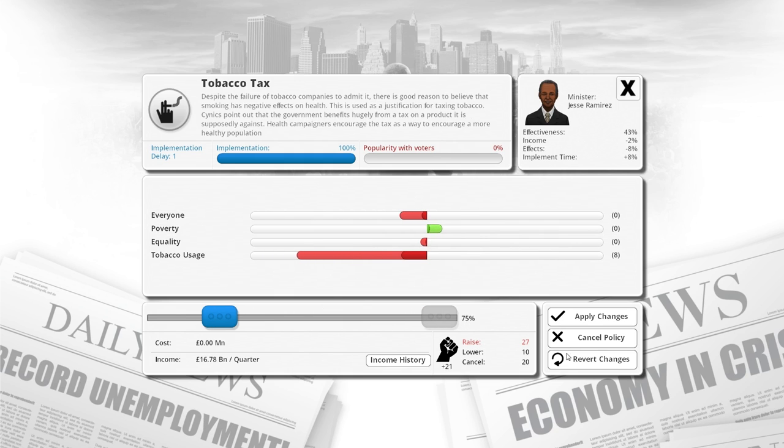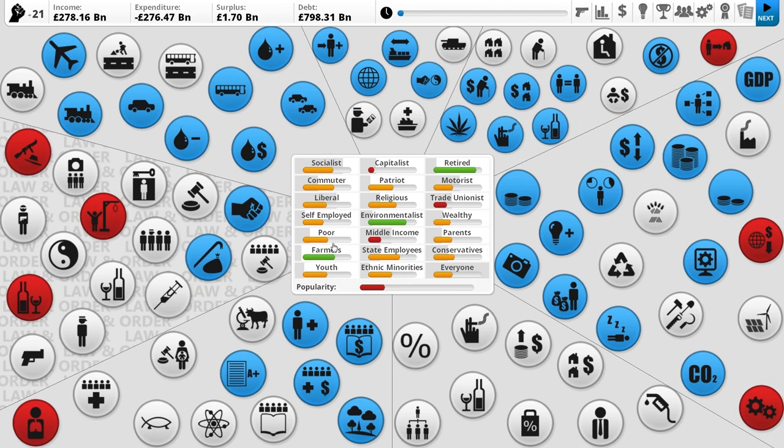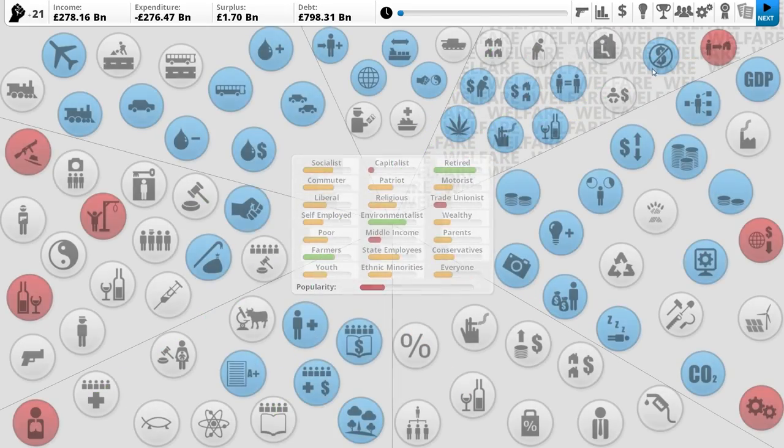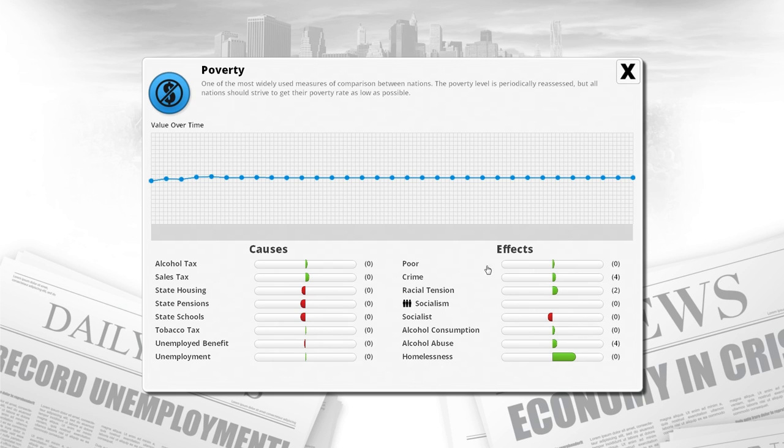Increases poverty. What's our poverty levels? Currently the poor are okay with us. Poverty. What's our poverty levels? It's kind of okay. What can we do to reduce poverty? State schools, state pensions, state housing.